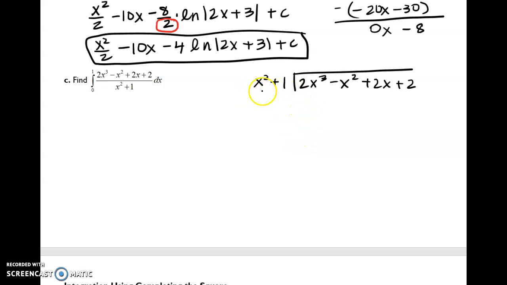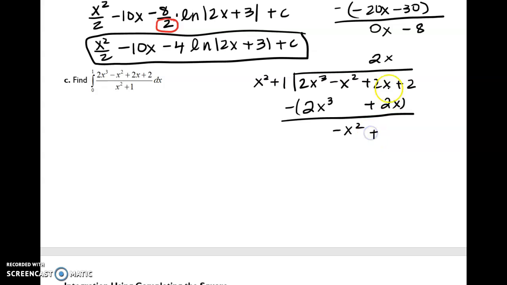So I'm paying attention to this x squared plus 1. What would I multiply that by to get 2x cubed? And so I would multiply it by 2x. Again, remember, when you're writing this multiplication out, we're going to line that 2x up with where my x's are. So if I multiply that by 2x, I would have 2x cubed plus 2x. So I'm going to put that plus 2x underneath where my x's are. I'm subtracting those. So I'd have 0x cubed, minus x squared, minus 0 is minus x squared, plus 0x here, plus 2.